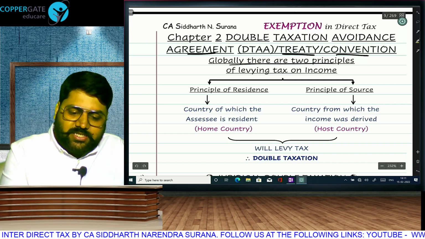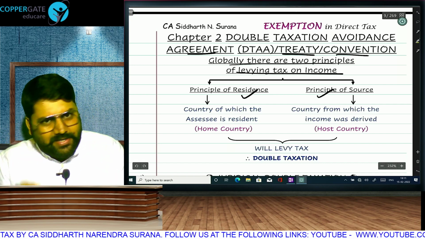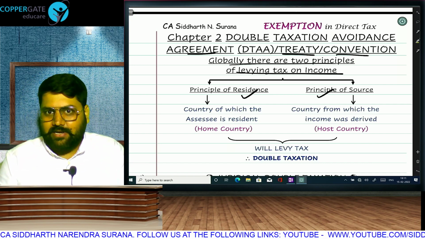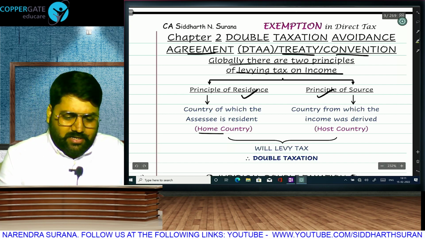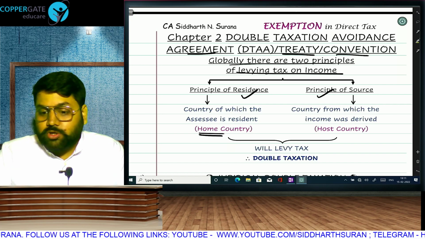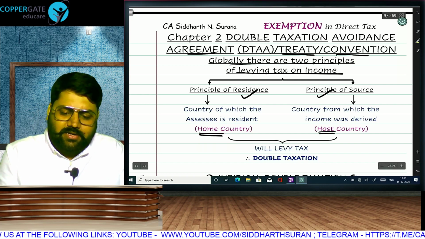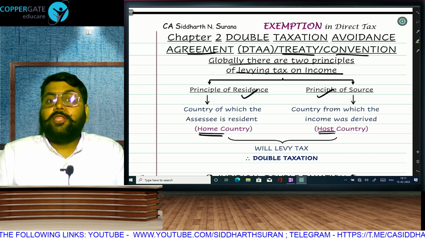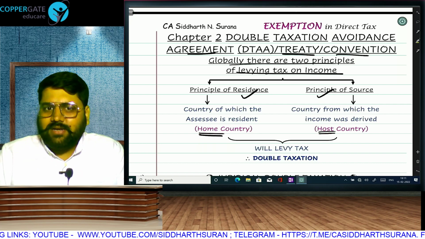One of the most important concepts of international tax, both in paper 7 and paper 6, is this: globally there are 2 principles of levy of tax, principle of residence and principle of source. If you are the tax resident of a country, then that country will levy tax on you and will be called your home country. And if you derive income from another country, that country will be called your host country. The home country will apply the principle of residence and the host country will apply the principle of source.